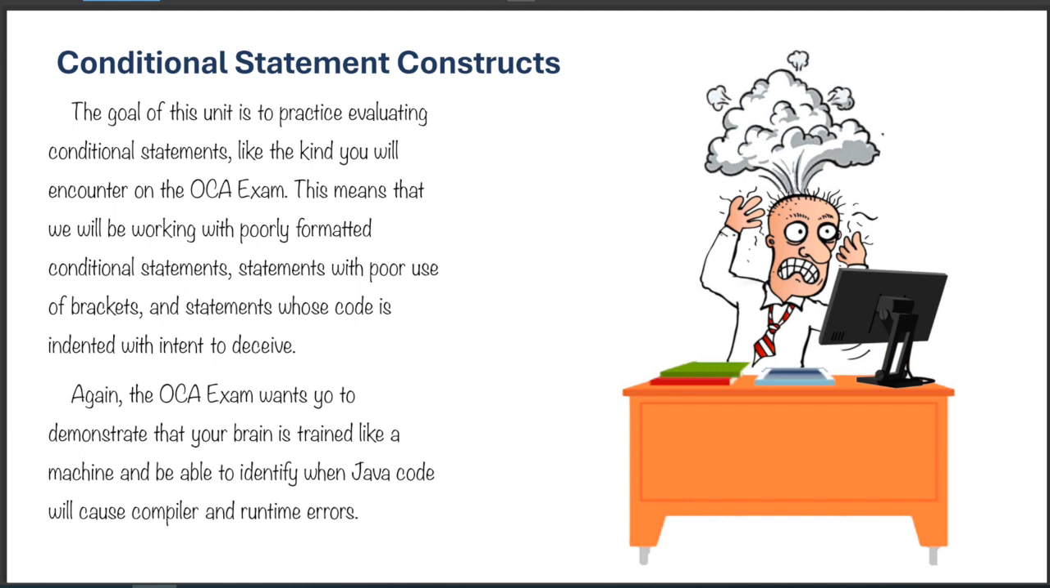The goal of this unit is to practice evaluating conditional statements like the kind that you will encounter on the OCA exam. This means we will be working with poorly formatted conditional statements, statements with poor use of brackets, and statements whose code is indented with the intent to deceive. Again, the OCA exam wants you to demonstrate that your brain is trained like a machine and that you will be able to identify when Java code will cause a compile time or a runtime error.